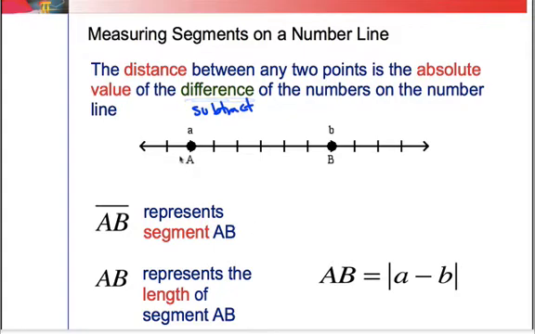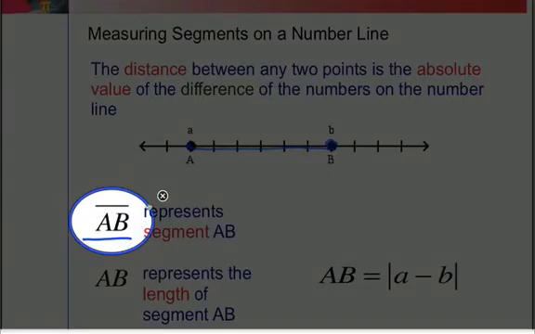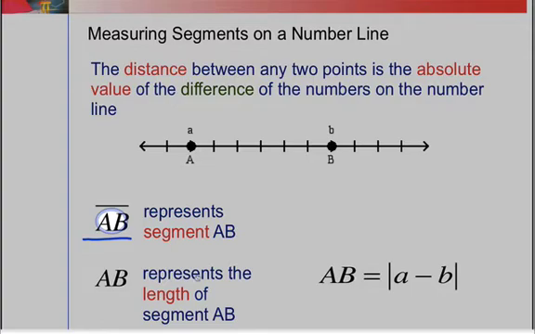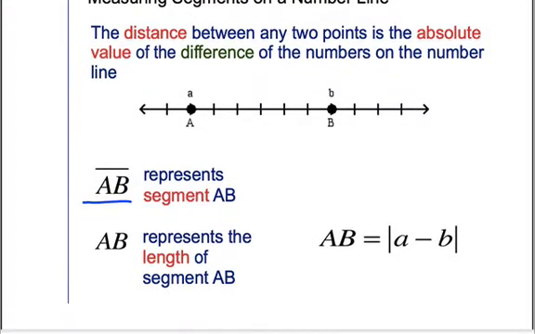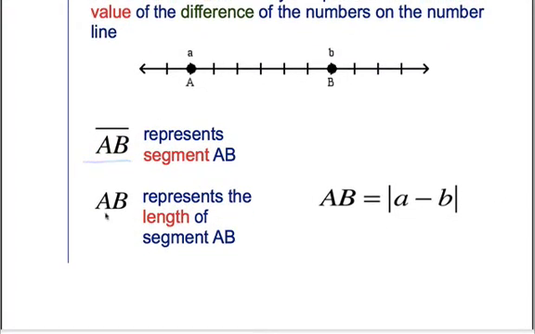So, if we had this segment on the number line, segment AB, of course we use this notation to represent the segment. Segment AB, we do the A with the bar, AB with the bar over top. That represents segment AB. But here's a new little piece of notation. If I write AB with no bar on top, that represents the length of the segment.